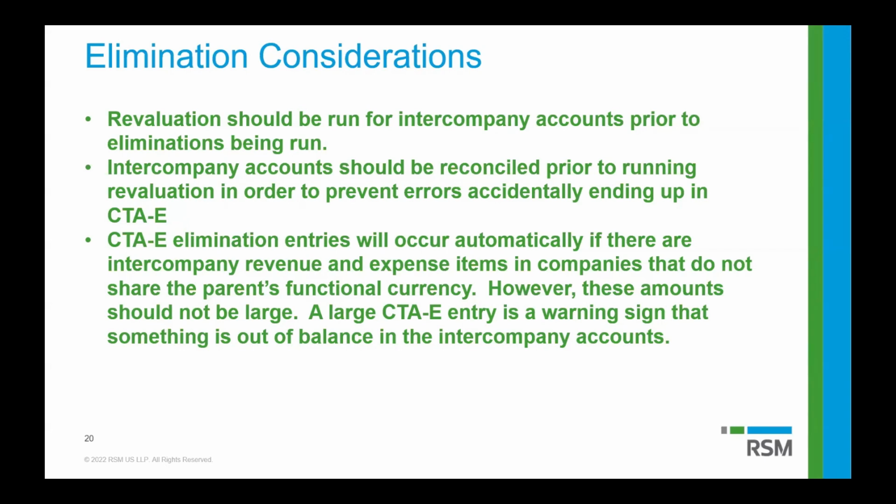In other words, before you run eliminations, make sure your intercompanies balance. If I have an intercompany payable and an intercompany receivable, do they total to zero when I add them together? They should equal each other or come very close, because the difference in that is going to end up in CTA-E. The CTA-E entry will occur automatically if there are revenue and expense items in companies that do not share the parent's functional currency. This is a place where you can legitimately get CTA-E. However, these amounts should not be large.